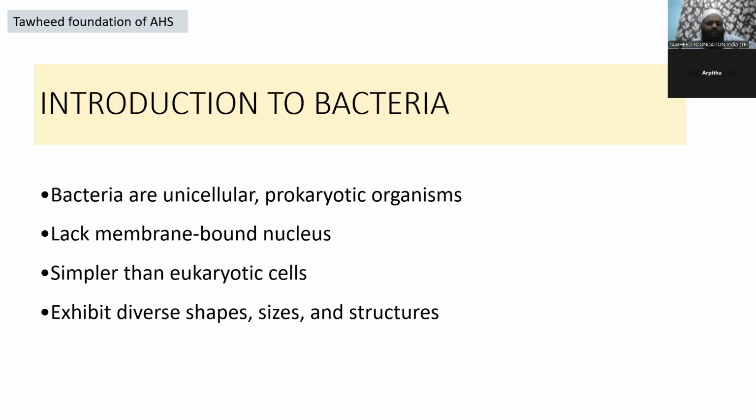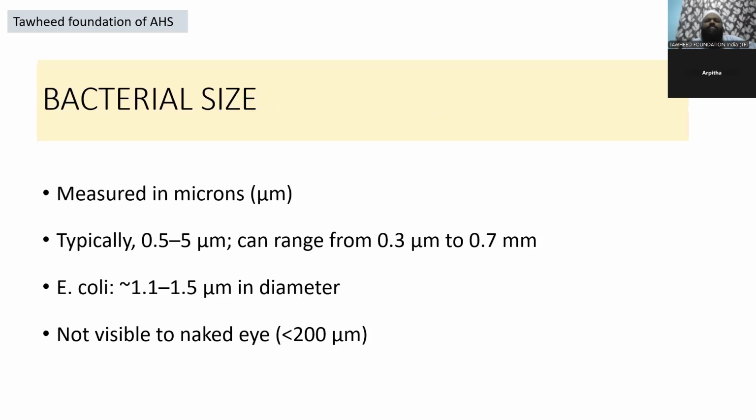Bacterial size is measured in microns, which is 1,000th of a millimeter. Bacteria are in general 1/10 the size of a eukaryotic cell. So the overall size of bacteria ranges from 0.5 to 5 micrometers. However, they can be as tiny as 0.3 micrometers and as large as 0.7 mm.